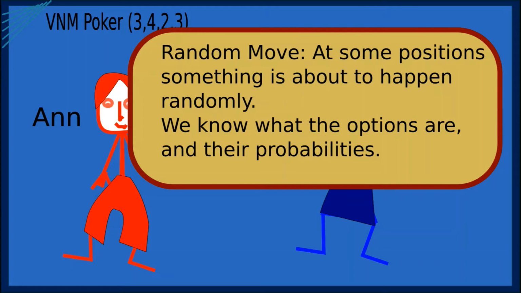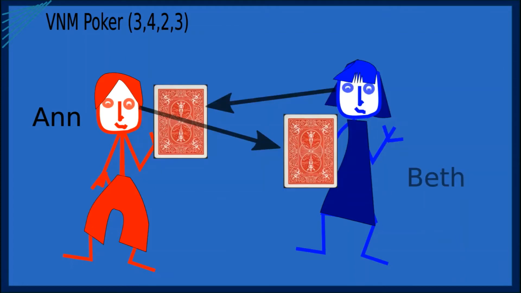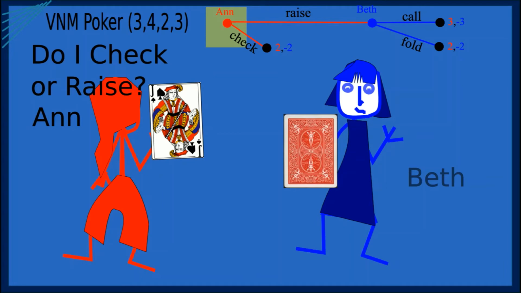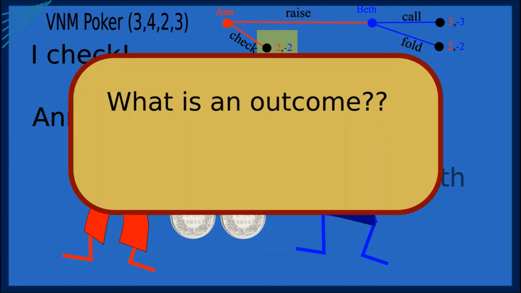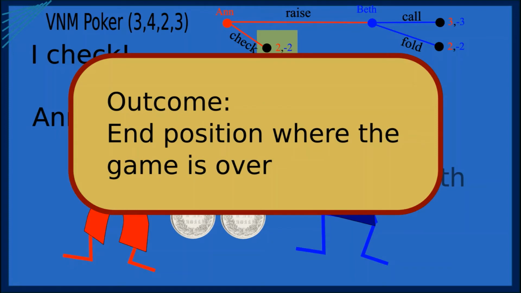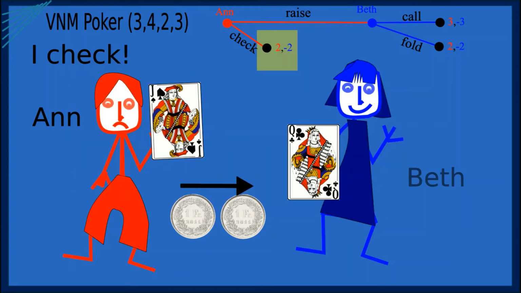Now each player looks at her card, but does not see the card of the other player. In any of these 9 positions, Anne moves next. She has to decide whether she wants to check or to raise. When she checks, the game is over and we reach an outcome. Both cards are revealed and we have 9 possible outcomes based on the cards.